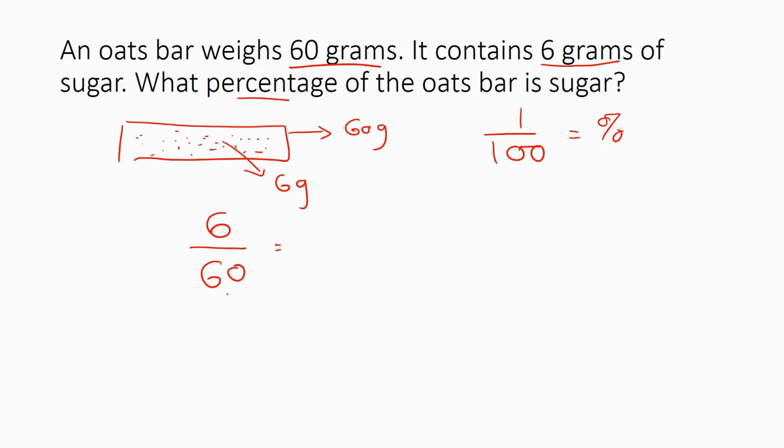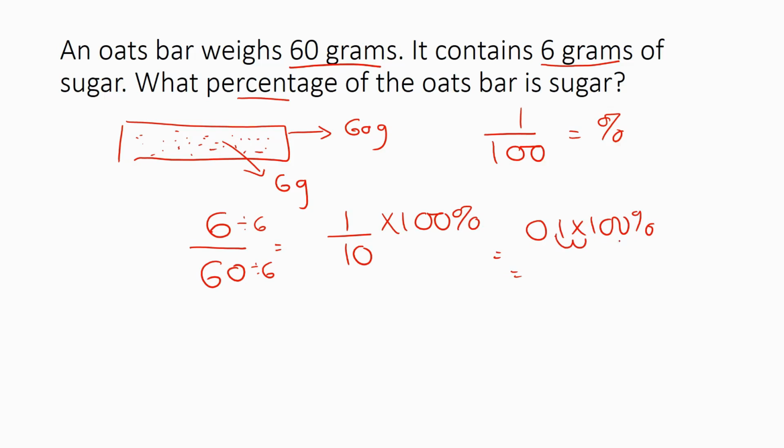So it's 6 divided by 60. If we divide top and bottom by 6, then you will get 1 over 10. And because we want to find the percentage, we'll times it by 100%. So this is 0.1 times 100%. It will move 2 decimal places because we have 2 zeros there. So that would be our 10%.